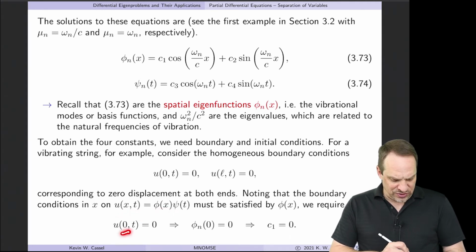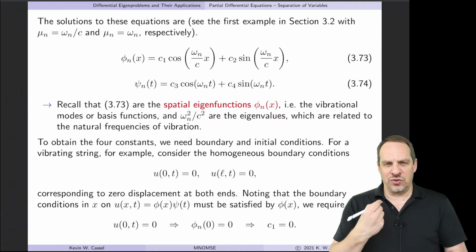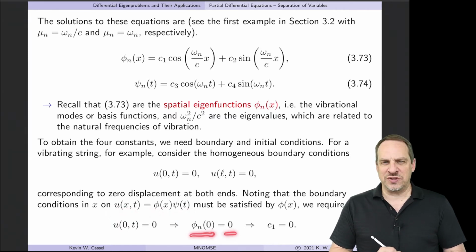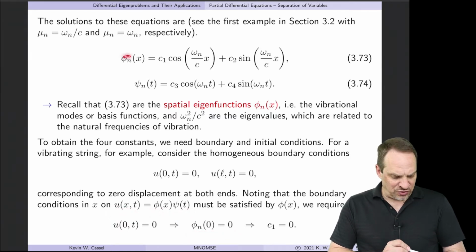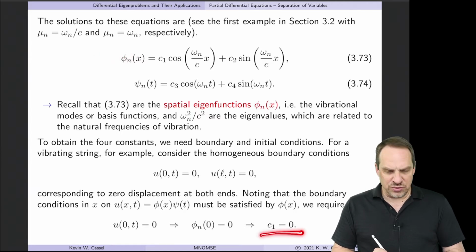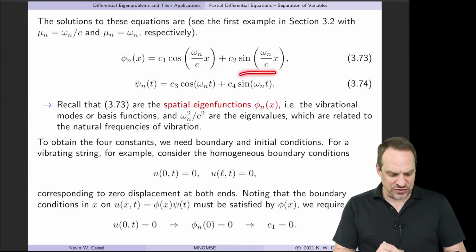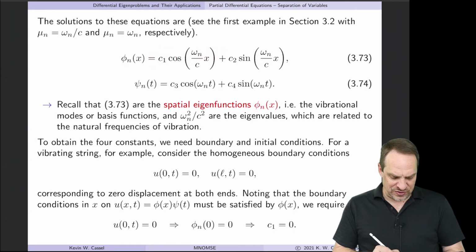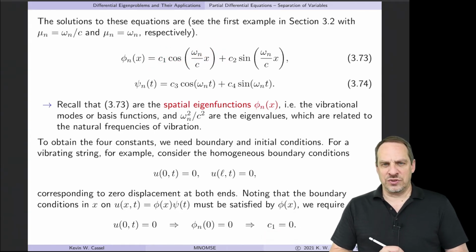So at x is equal to 0, u is 0. In order for that to be the case, because u is phi times psi, phi at 0 has to be 0. You substitute that into 373 up here, and that requires that c1 be 0, because that's the cosine. Cosine of 0 is 1, sine of 0 is 0, so we have to get rid of this term. In order to do so, we set c1 is equal to 0.